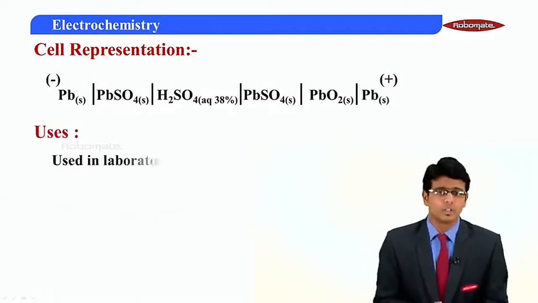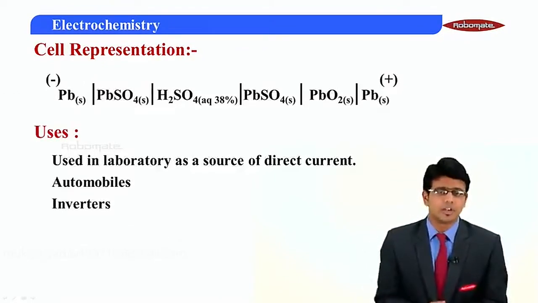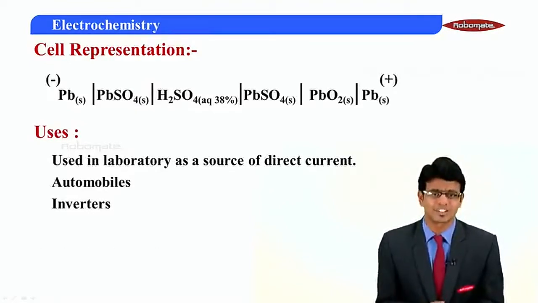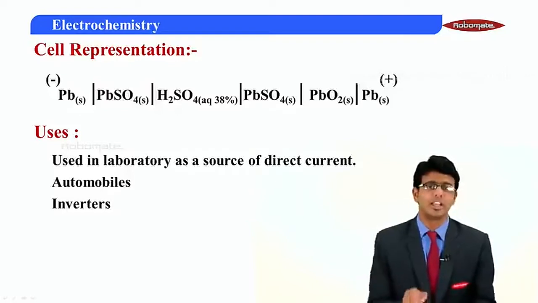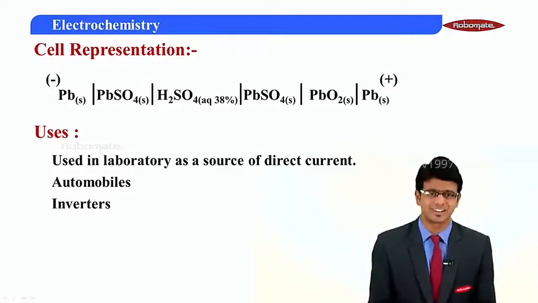Finally, getting to the uses, it is used in the laboratory as a source of direct current, in automobiles and also in inverters. So I hope students you have got a clear understanding of the lead accumulator.